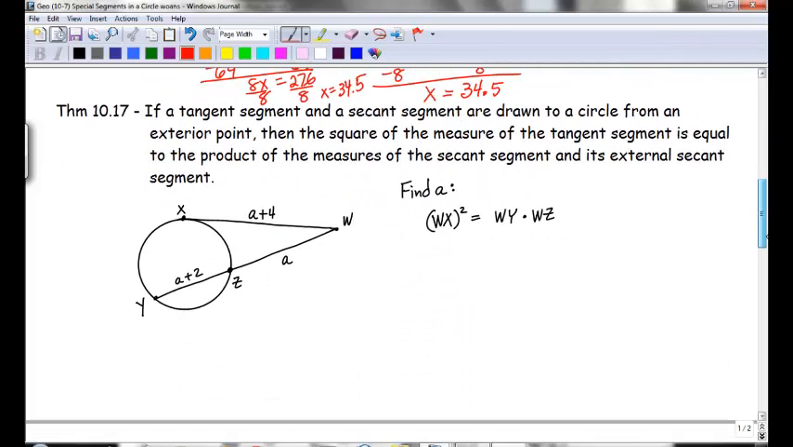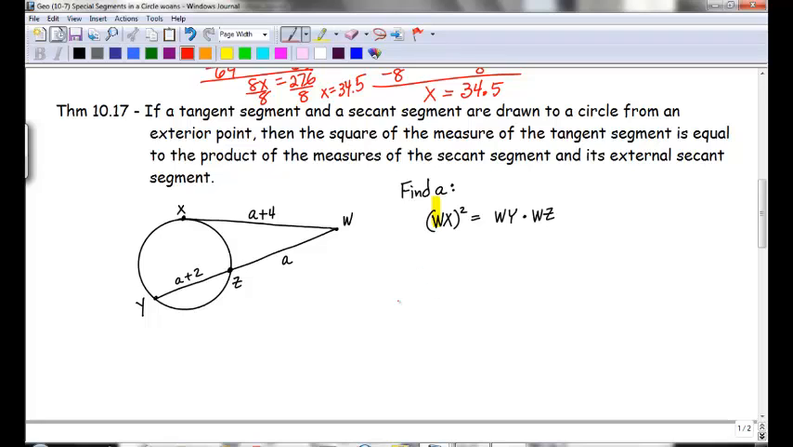Then theorem 10.17. If a tangent segment and a secant segment are drawn to a circle. This one is the tangent because it's just touching the circle. This one is the secant because it cuts the circle. It says if a tangent and a secant are drawn to a circle from an exterior point W, then the square of the measure of the tangent segment, so you square the tangent segment, so you have to square this, equals the whole thing, the WY, times the exterior part.